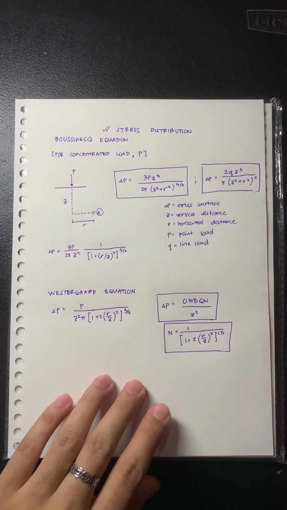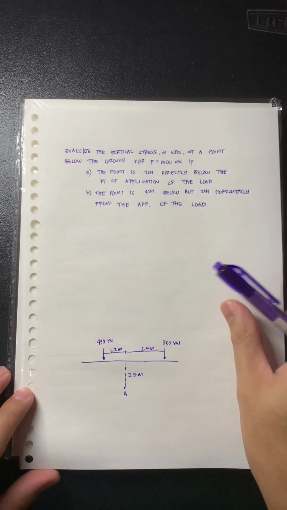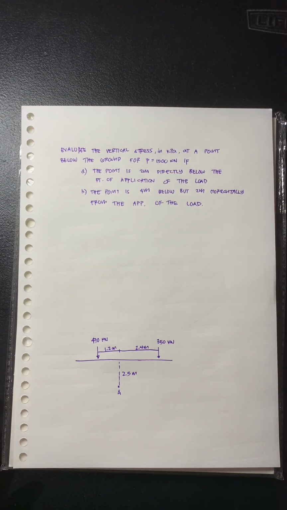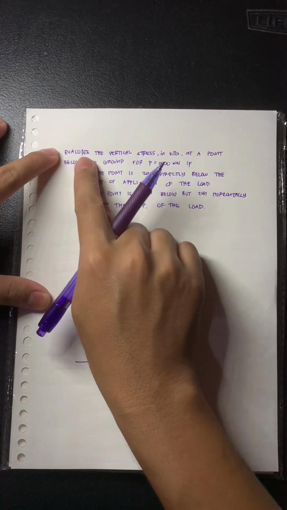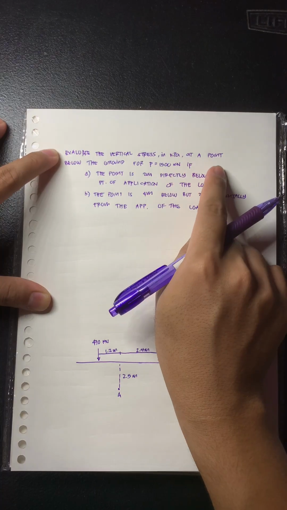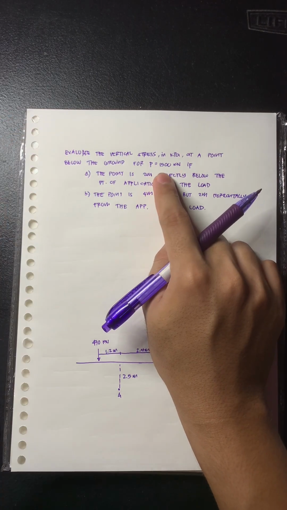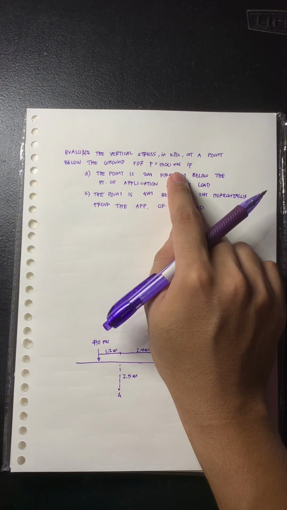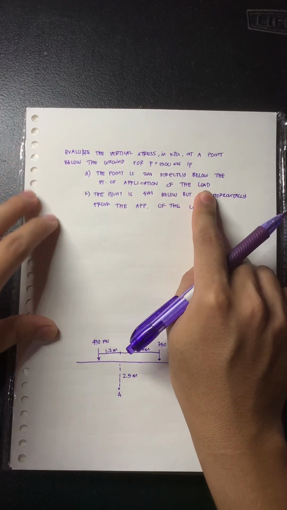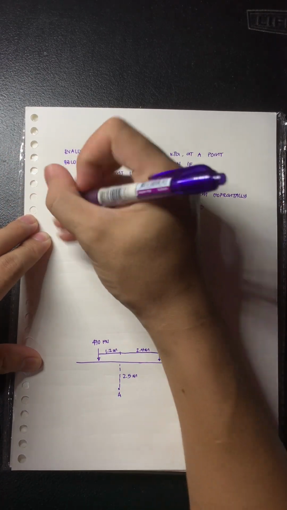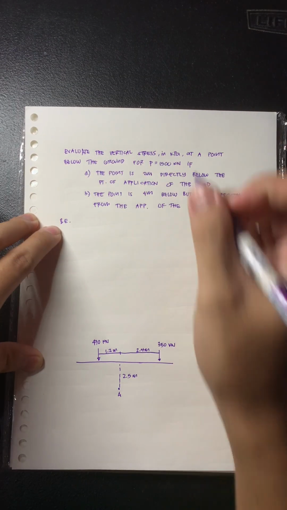Let's try an example about the Boussinesq equation and the Westergaard equation. Here we have one problem. It says: evaluate the vertical stress in kilopascal at a point below the ground for a point load of 1,500 kilonewton if the point is 2 meters directly below the point of application of the load. Let's start with the Boussinesq equation, BE.